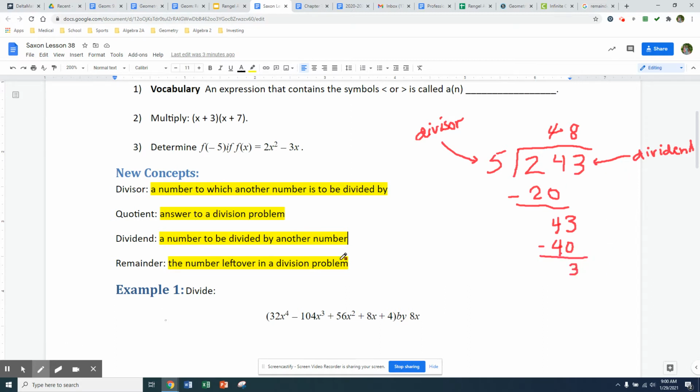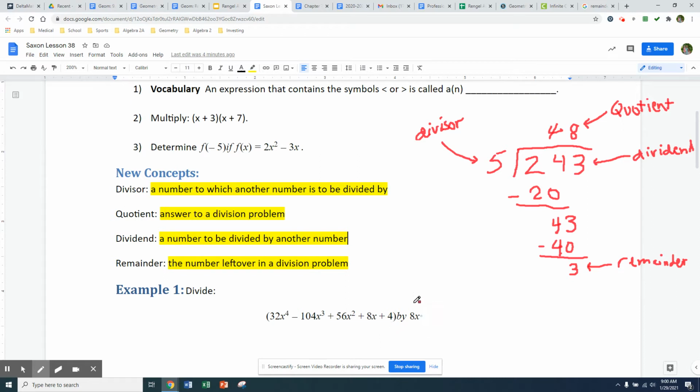So we've got a couple other things happening now. 48 is our answer. That is called your quotient. So your quotient is the answer to a division problem. And the 3, anything left over, is called your remainder. When we're doing polynomials, that's going to be a big piece of what we're looking for, checking what the remainder is to see if we have a factor. We'll talk about that when we get into Day 2 and Day 3 of Lesson 38. So that's a brief rundown of how you do long division.